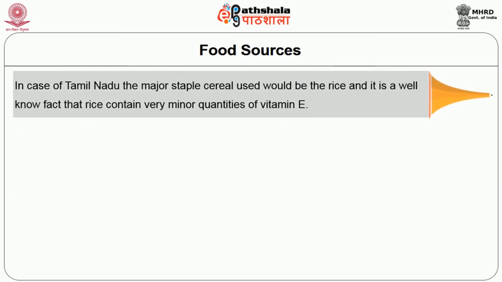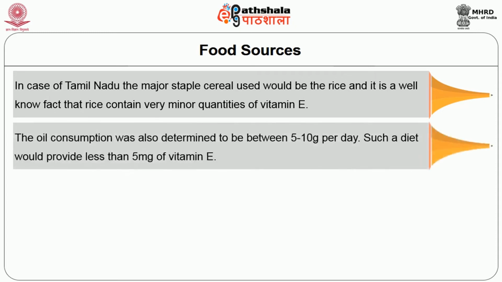In case of Tamil Nadu, the major staple cereal used would be rice, and it is a well-known fact that rice contains very minor quantities of vitamin E. The oil consumption was also determined to be between 5 to 10 gram per day. Such a diet would provide less than 5 milligram of vitamin E.